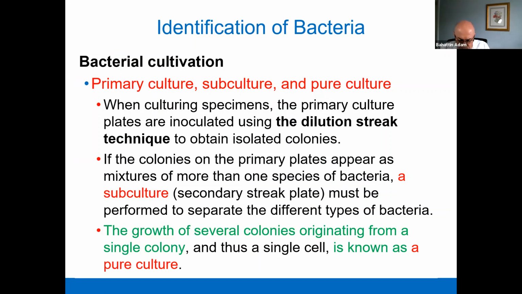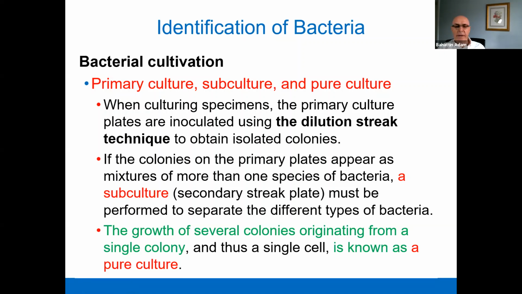And then after the first step of identification, you have to cultivate your samples, which we call bacterial culture, bacterial cultivation. There are primary culture, subculture, and pure culture here. And when culturing a specimen, the primary culture plates are inoculated using the dilution streak technique. Did I show you before the dilution streak technique?